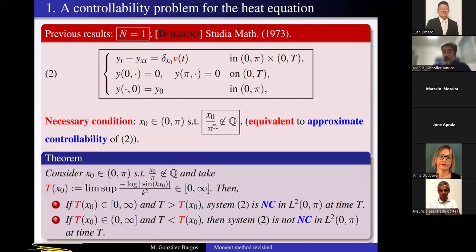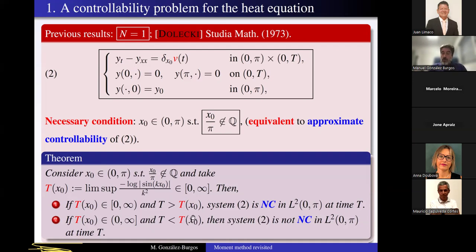Now the question is the null controllability of this problem. We have to assume, of course, that x0 over pi is an irrational number, and here we have a minimal time. We have this quantity, T(x0), which is defined by this limsup. This quantity is between 0 and infinity, and we can prove that if T(x0) is a finite number and T is greater than T(x0), then the system is null controllable in L2(0, pi). On the other hand, if T(x0) is positive and T is less than T(x0), in this case the problem is not null controllable at time T. We have a minimal time, and the problem is not controllable if T is less than this minimal time, T(x0).